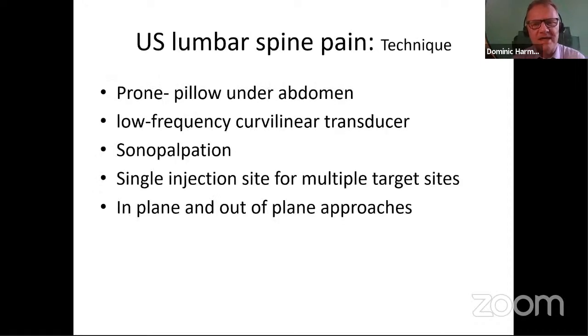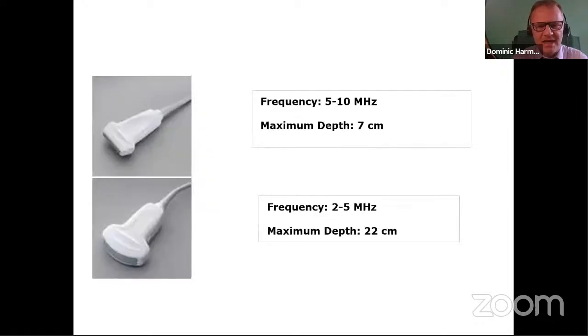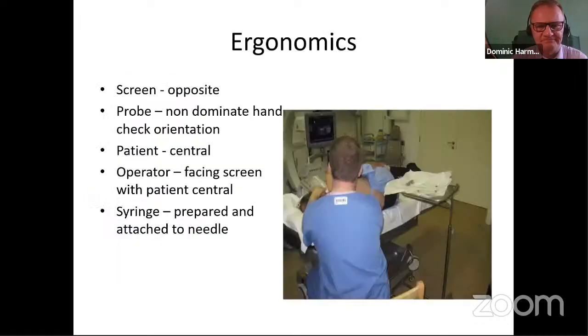Okay, so some basic things in terms of use of ultrasound and pain, chronic back pain. Typically, the patient is prone, with a pillow under the abdomen, and you use a low frequency transducer. You're going to use the technique of sonopalpation, which we'll come to again. I'm going to make a point about injection techniques, okay? And you'll be using both in-plane and out-of-plane techniques. Here are the transducers, a linear transducer and a low frequency curvilinear transducer. And most commonly, you're going to use the low frequency transducer because you're working at depth quite often.